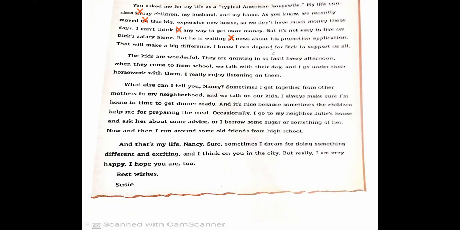Mr., there is a mistake. Like "listening on them", it will be "listening for them". Can you repeat this line, please? That will make a big difference. I know I can depend for. Is "depend for" correct? Depend on. Yes, so instead of "for", it will be "on". Yes, complete, Yusuf.